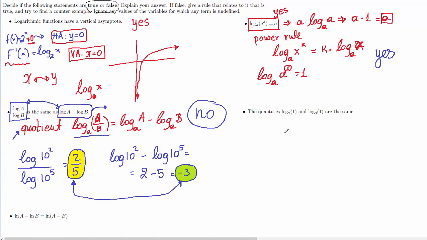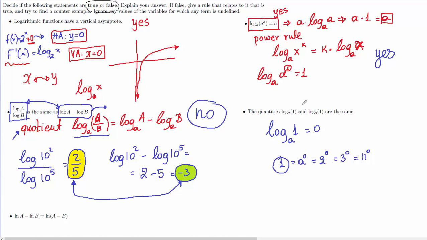Now the next problem asks us whether the quantities log with base 2 of 1 and log with base 3 of 1 are the same. Well, we know that there is a rule that tells us that if I have a log with base a of 1, the result for that is 0. Why? Because 1 is the result of every number, no matter what the number is, to the 0 power. This is the same as 2 to the 0. This is the same as 3 to the 0. This is the same as 11 to the 0. It doesn't matter what is the base. To the 0 will give you the number 1. So log with base a of 1 is equal to 0.